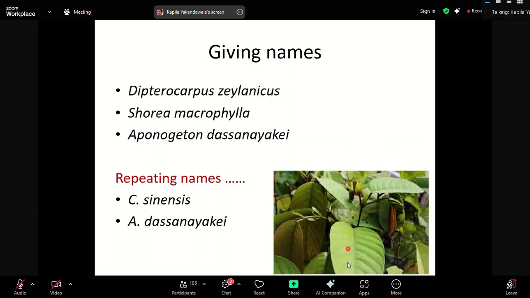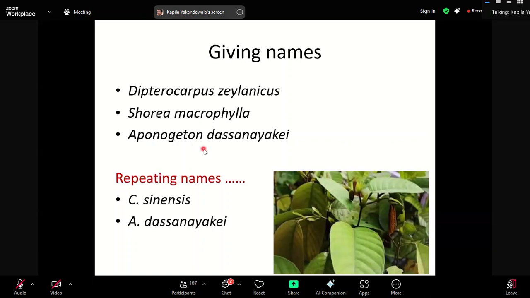Then this one, I'm just telling you some examples. Shorea, this is called Dun in the single name. Shorea macrophylla. It has large leaves. Macro means large, phylla means leaves, so large leaves. This name resembles the nature of the leaves. And the previous name resembles the location, the country.